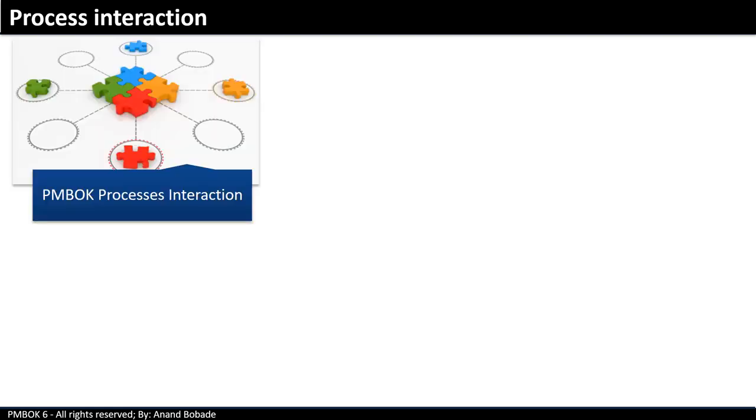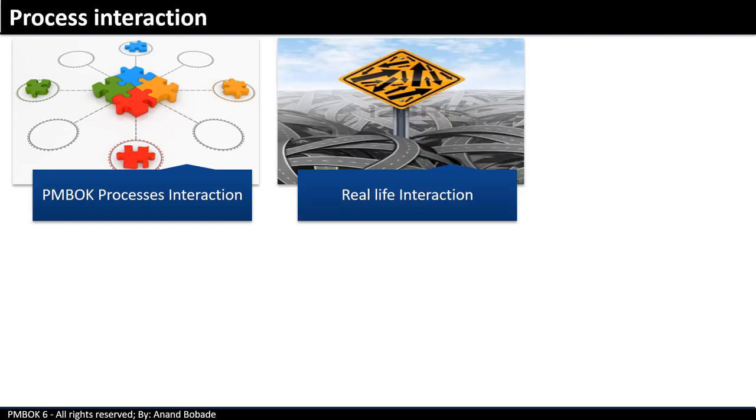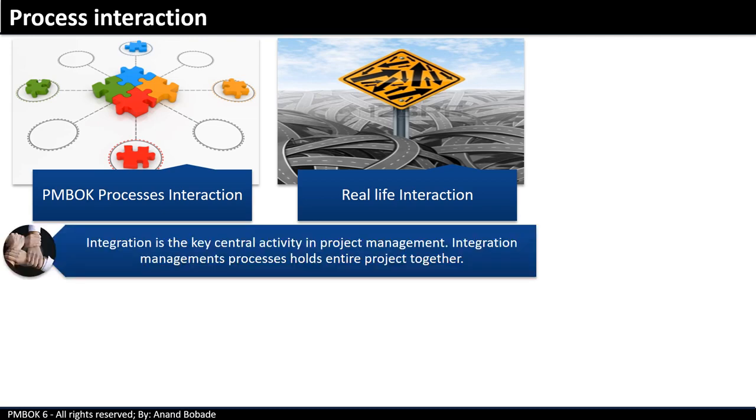The PM has to clearly understand all processes and their process interaction. If you look at PMBOK process interaction, each process has a clear purpose and well-defined boundary. Output from one process acts as an input to another process, and this continues. But the process interaction in a real project environment may be overwhelming, as there might be multiple interactions and process boundaries might be blurred. Integration is a key central activity in project management.